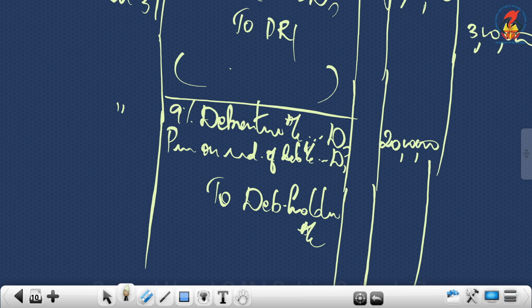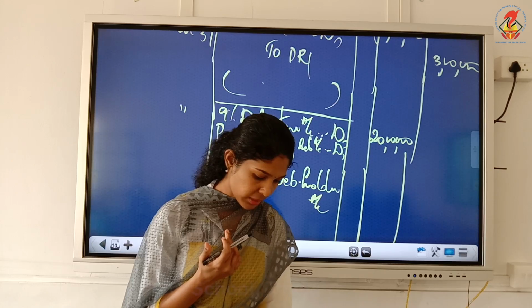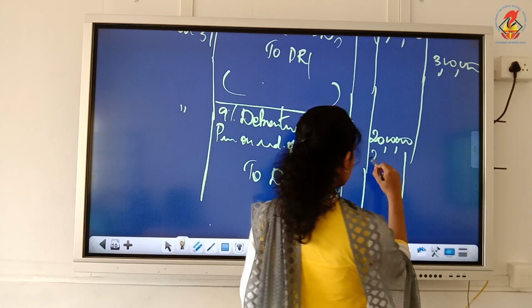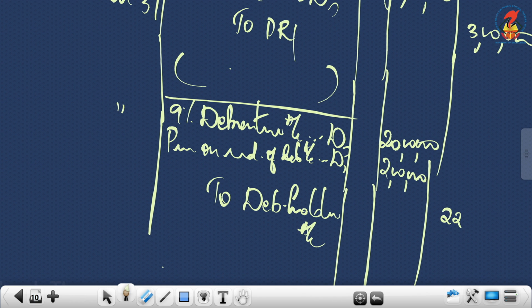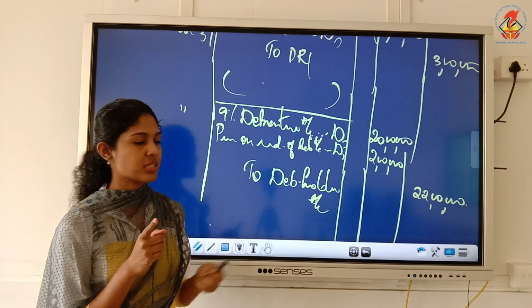Then premium must always be computed on the face value. So here premium is 10%, which we will compute on face value 20 lakhs. So premium is 2 lakhs. So altogether debenture holders should be given 22 lakhs. Understood? Since it is at a premium.